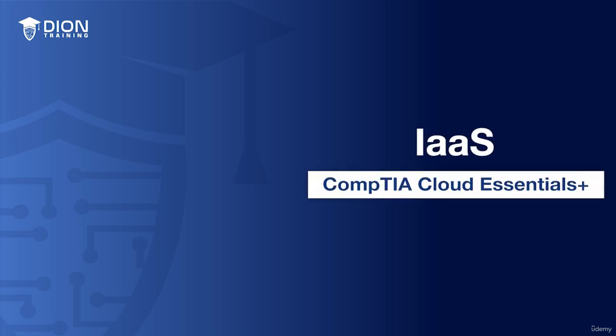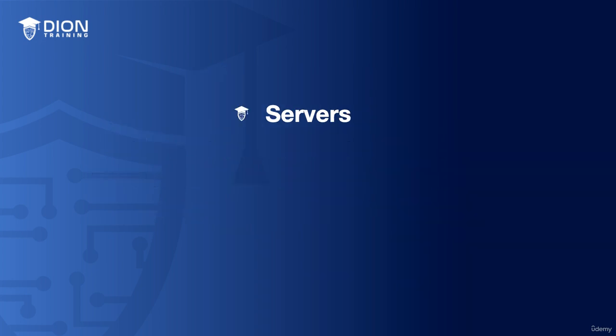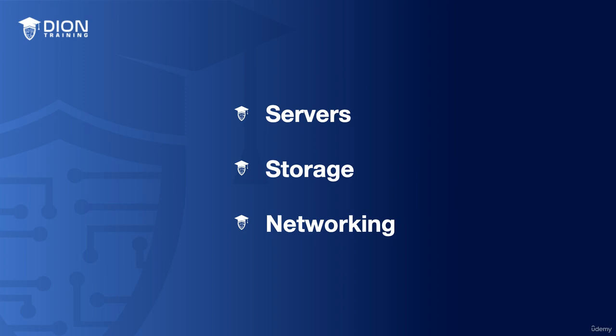In this lesson, we're going to talk about infrastructure as a service. Now, infrastructure as a service, also known as IaaS, is a cloud computing service model that provides users with virtualized computing resources over the internet. This includes resources such as servers, storage, and networking, which can all be easily accessed and used when needed.